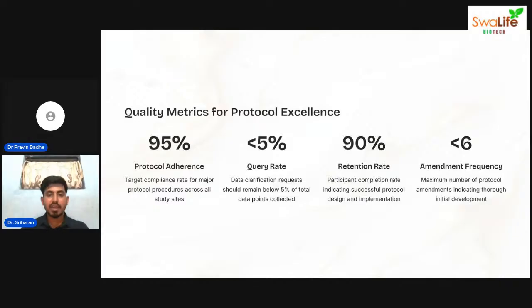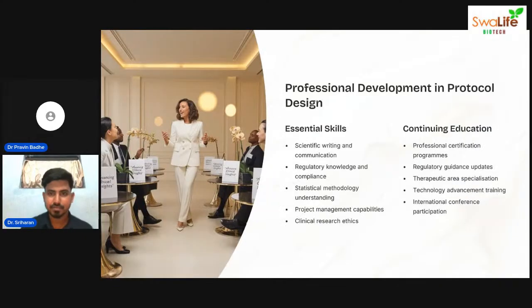And this is the quality metric of protocol excellence. Your protocol should be excellent, meaning under protocol adherence. Your protocol adherence should be 95%, and the query rate should be a minimum, not greater than 5%. Your patient retention and dropout control should be under 90%, and your amendment frequency should also be lesser than 6%. These values tell the quality metric of your protocol. So the quality metric comprises protocol adherence, query rate, retention rate, and amendment frequency; these 4 are important while calculating the quality metric.